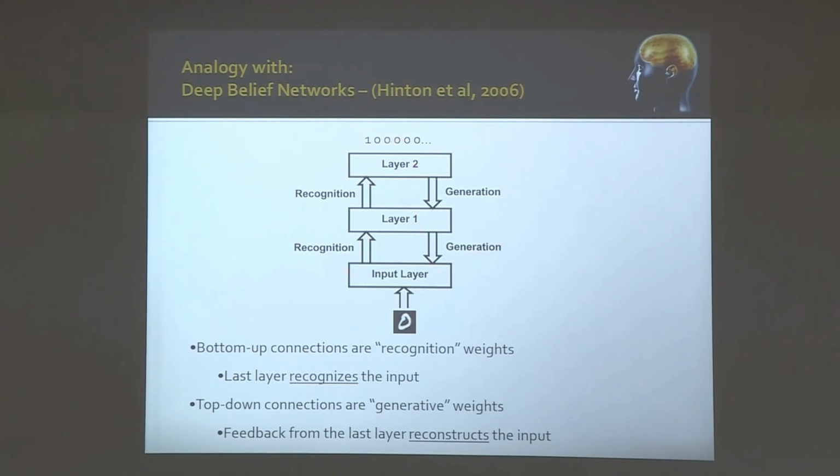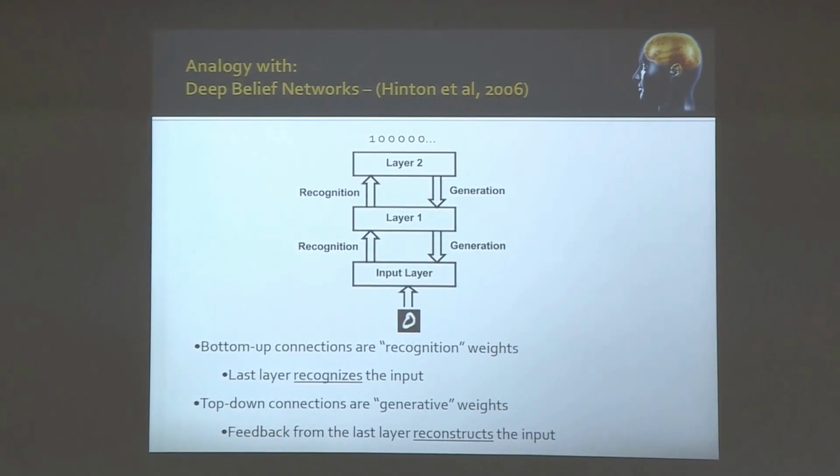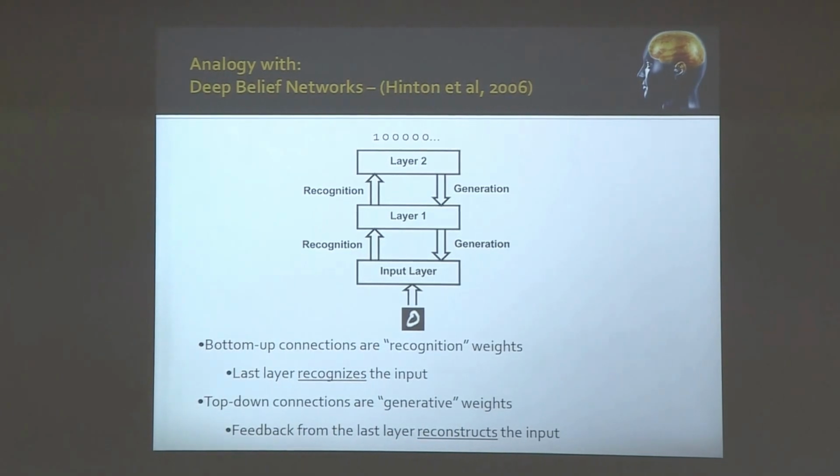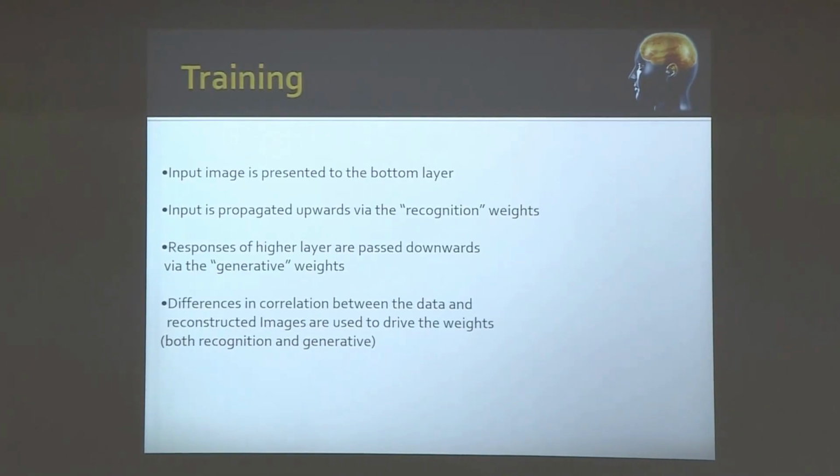Take the deep belief network proposed by Hinton et al. in 2006: an input layer where you present a pattern, the last layer recognizes the pattern, and the feedback connections reconstruct the pattern. The feed-forward pass is called recognition, and the feedback pass is called generation. So you reconstruct the input pattern by the feedback. This is exactly the kind of architecture that can be superimposed onto this biological system consisting of neurons, astrocytes, and blood vessels. So we built a very toy model.